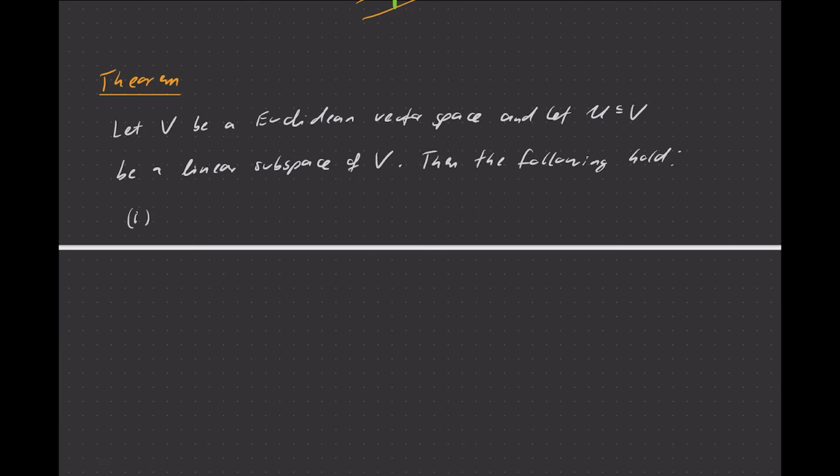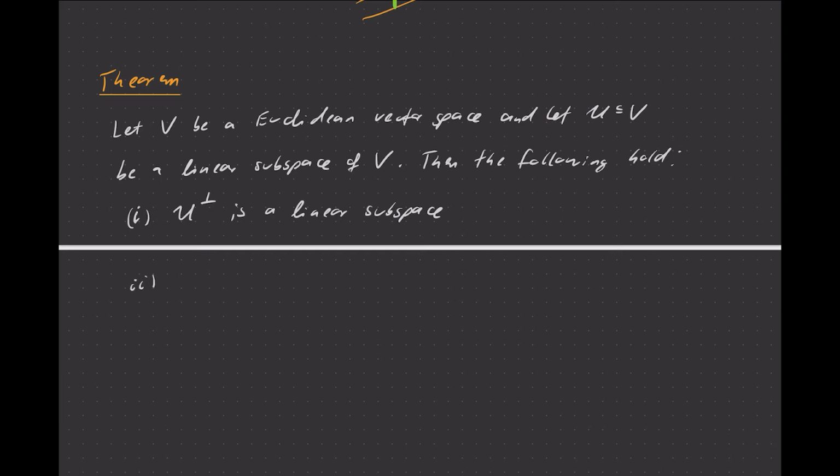First statement here is U ortho is again a linear subspace. So the orthogonal complement to a linear subspace is also a linear subspace. That's something that's not hard to check. You can just use the definition of the orthogonal complement and check that this really is a linear subspace. That's actually a nice exercise that you might want to do at home after you've completed this video.